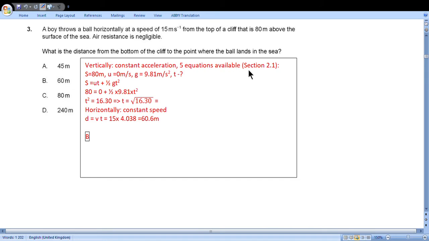Five equations are available from section 2.1. So we have s equals 80, u equals 0 initial velocity, g equals 9.81 positive, and time is the question mark. So no v, so we choose the formula without v, and we find the time. Time will be the square root of 160 over 9.81, which is 4.038. Horizontally it moves at constant speed 15 meters per second, so velocity times the time found gives 60.6, which is B.